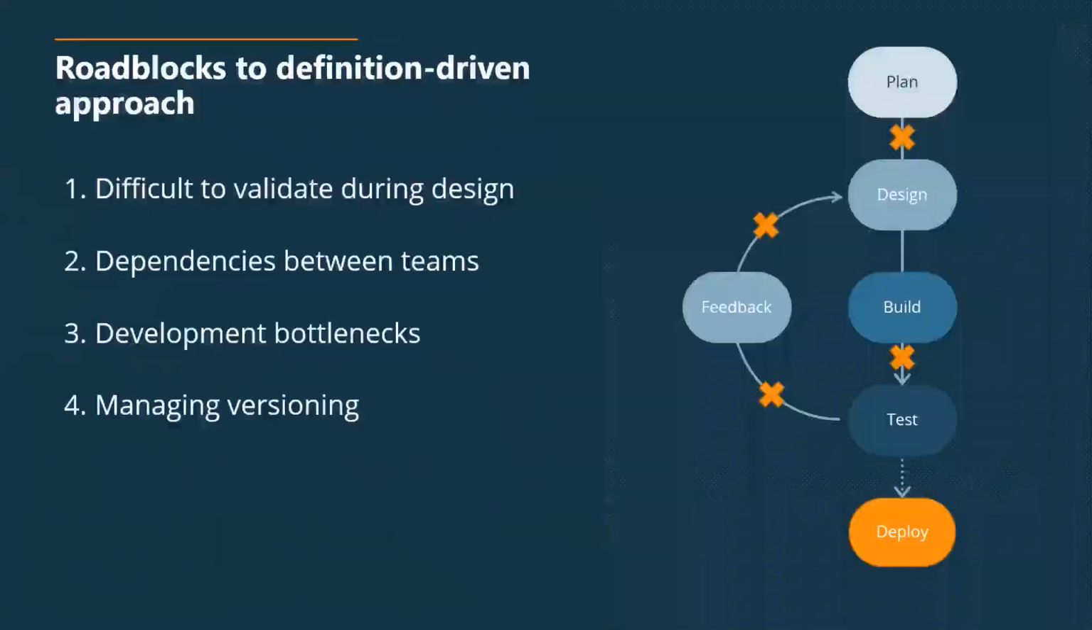What are some roadblocks to achieving a definition-driven approach? It's difficult to validate during design. There can be dependencies between teams, development bottlenecks, and managing versioning. So this is where we can use tooling to improve and avoid these roadblocks, or eliminate these roadblocks, with definition-driven approaches.